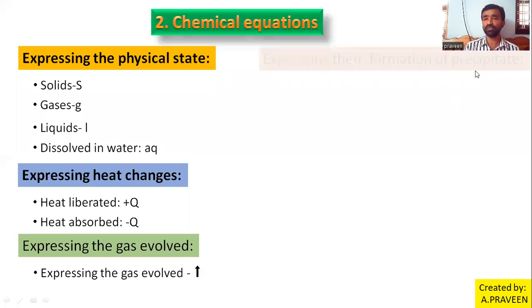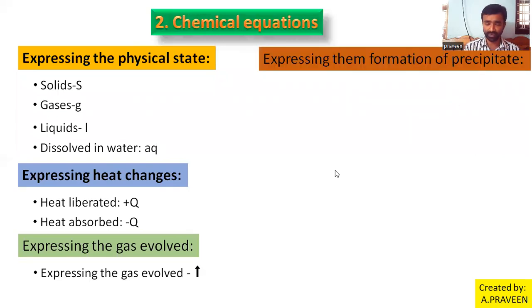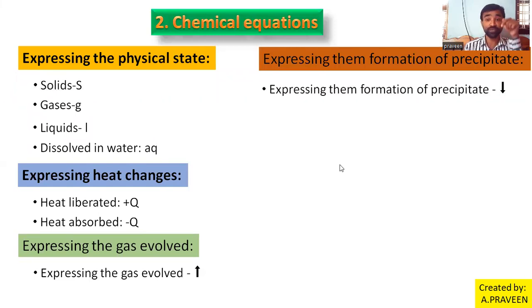Next, a precipitate formed in the reaction of sodium sulfate and barium chloride will be indicated by the downward symbol. It indicates it will be separated at the bottom of the liquid, downward direction, beside the compound. How do we write that? For example, hydrogen gas is liberated. Beside that, I can use the upward symbol like this.